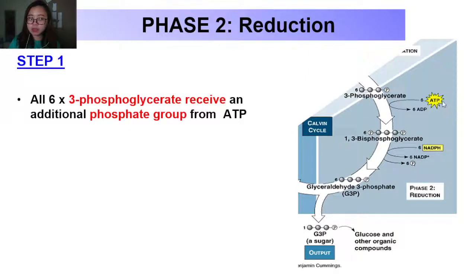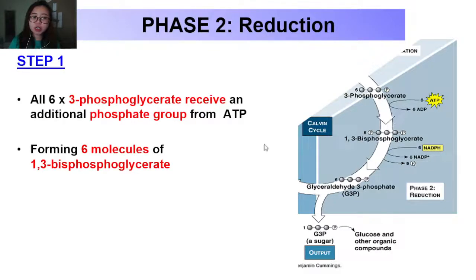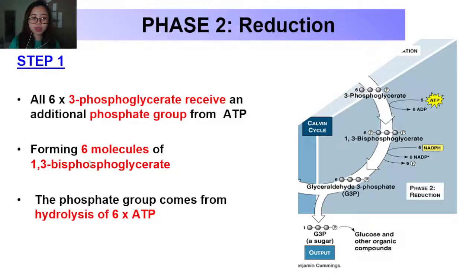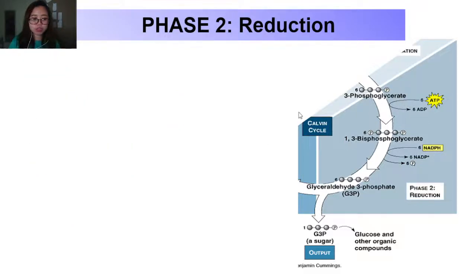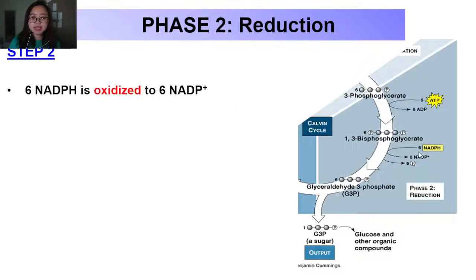So ATP bagi satu phosphate group, 3-phosphoglycerate akan menjadi 1,3-bisphosphoglycerate. So now we have 6 molecules of 1,3-bisphosphoglycerate. The phosphate group comes from hydrolysis of 6 molecules of ATP. And that brings us to step number 2. Step number 2 in reduction. 6 molecules of NADPH will be oxidized to form 6 NADP+.